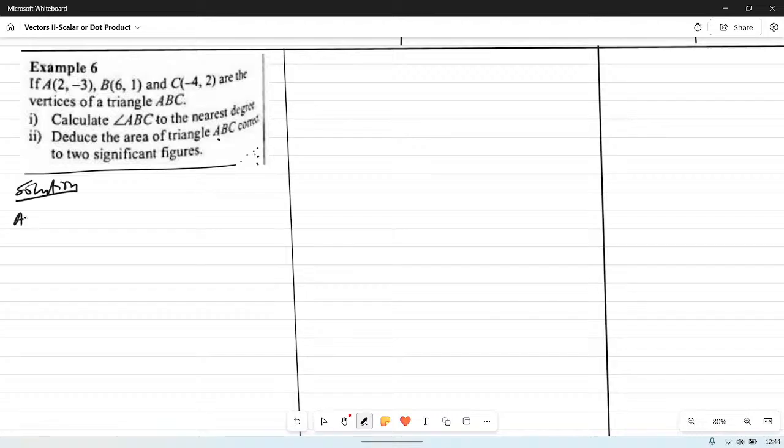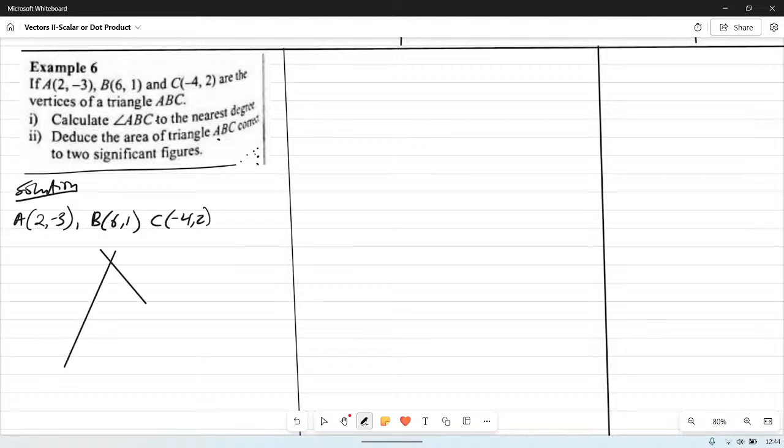So this A is what? (2, -3). B is (6, 1). C is (-4, 2). The vertex of a triangle. So if you draw a triangle, right?